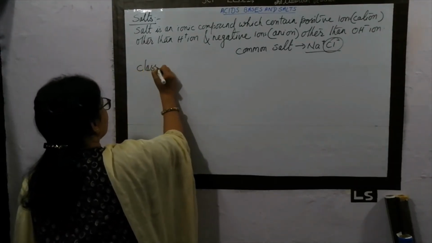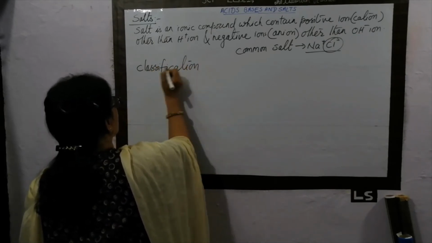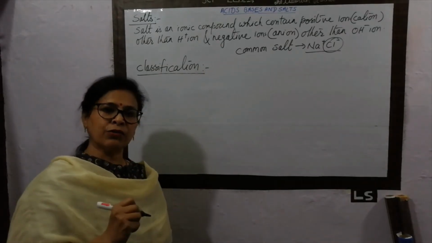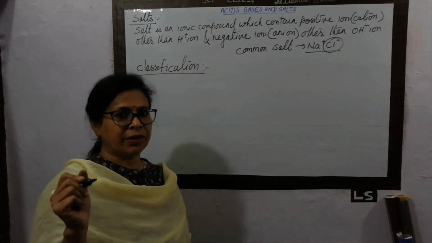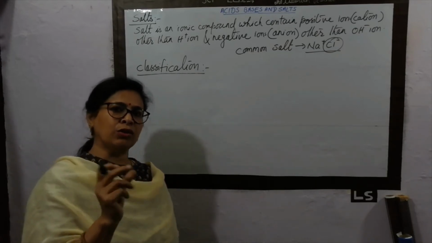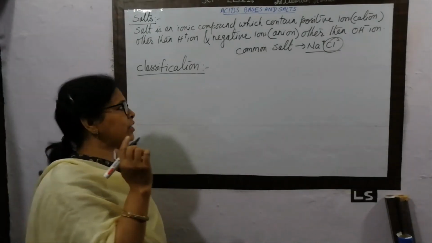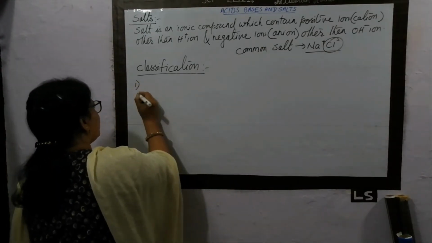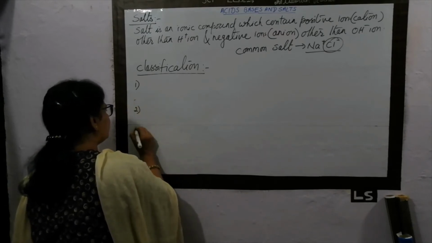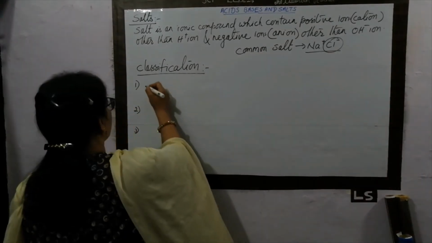On the basis of this classification, we are able to categorize the salt in three different forms. As we know, salt is formed when acid combines with base. It neutralizes to form the salt. The salt is formed by the combination or neutralization of acid and the base. So in that neutralization process, there are three types of salt.